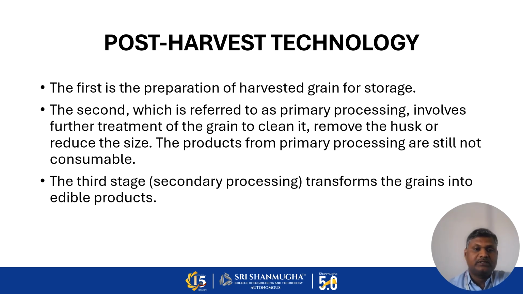The first is the preparation of harvested grain for storage. The second, which is referred to as primary processing, involves further treatment of the grain to clean it, remove the husk or reduce the size. The products from primary processing are still not consumable. The third stage is the secondary processing, that is called the transformation of the grains into edible products. So this includes all the unit operation processes which were discussed in the last slide.